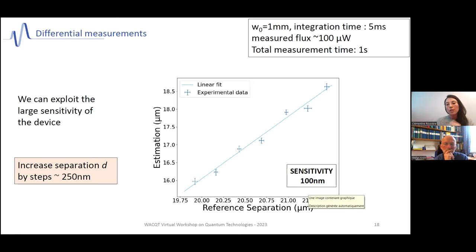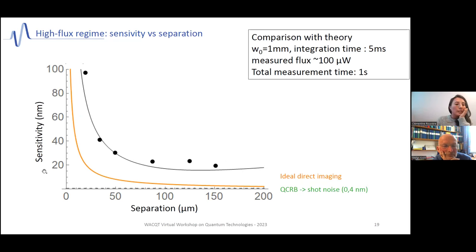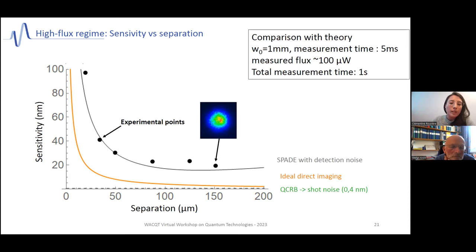We performed this for several separations, and we determined the sensitivity for each separation. So this is what we see on this plot, with the quantum Cramér-Rao bound being the dashed gray line, so about 0.4 nanometer. The orange line is the Cramér-Rao bound for ideal direct imaging, that we show for comparison. And you can see also the sensitivity for spatial mode demultiplexing when we have detection noise. And you can see that our experimental points fall well onto this line, which means that we are very limited here by the noise from the detectors. But still we can reach a very high sensitivity, since it is of the order of 20 nanometers.